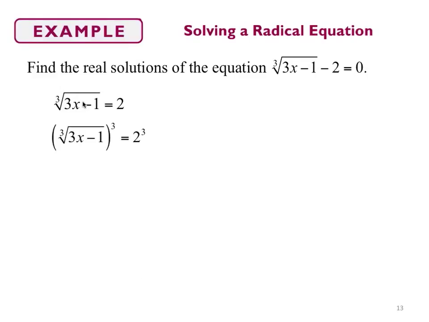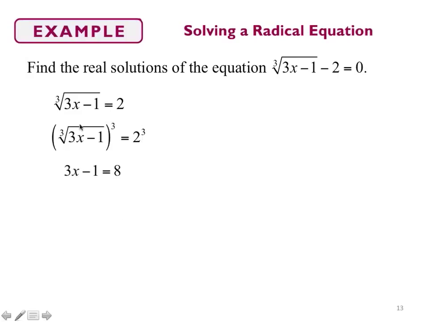And then in order to get rid of a cube root, you cube it. So kind of same idea with square root. If you want to get rid of a square root, you square. If you want to get rid of a cube root, you cube. So if we cube the left-hand side, we also have to cube the right-hand side. So we have cube root of 3x minus 1 cubed equals 2 cubed.